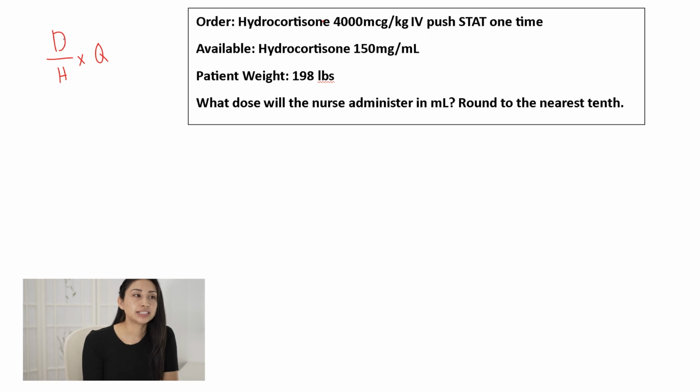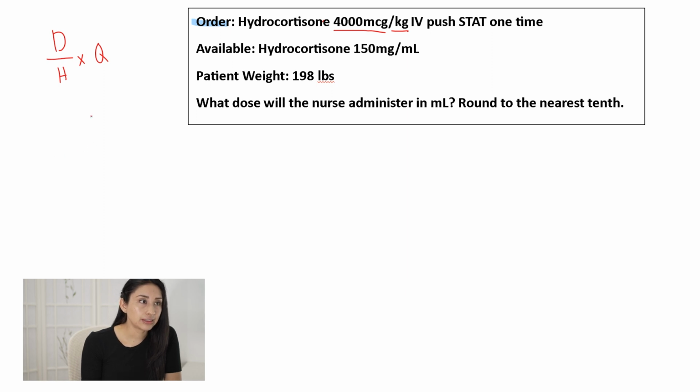So D is my desired dose. This is what the doctor has ordered for me to prescribe the patient. I can find this information when I look here under order. And I can see that I have hydrocortisone 4,000 micrograms per kilogram. So this doctor has said that for every kilogram that my patient weighs, I have to give 4,000 micrograms. So he's not specifically telling me I have to give 4,000 micrograms. What he's saying is that I have to figure out how much this patient gets using this 4,000 microgram per kilogram formula.